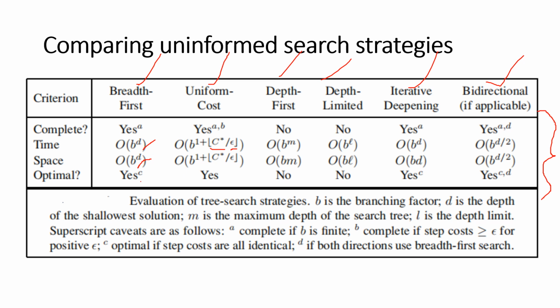Epsilon is actually the minimum step cost. So C star divided by epsilon plus 1. B to the power C star divided by epsilon plus 1. And here the space complexity is also B to the power C star by epsilon plus 1. And it is optimal, and it expands the lowest cost node first.